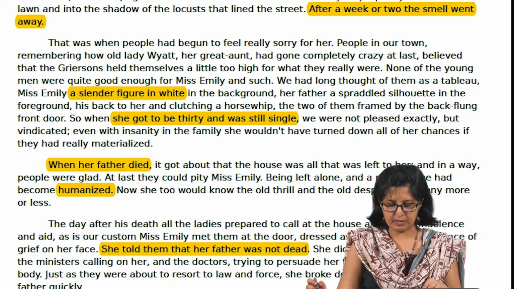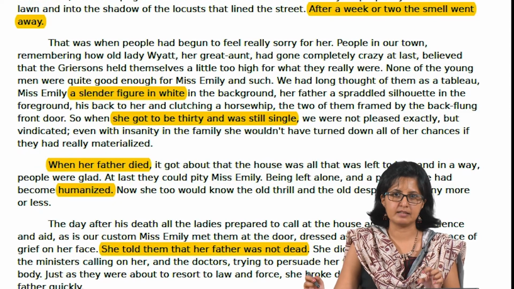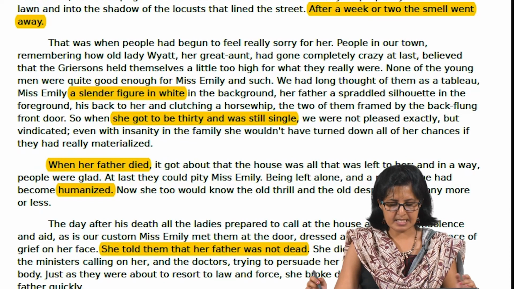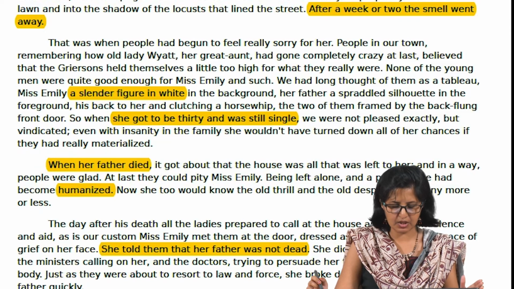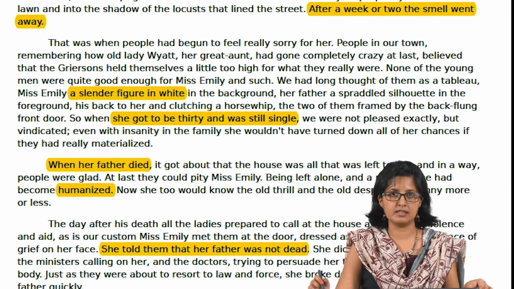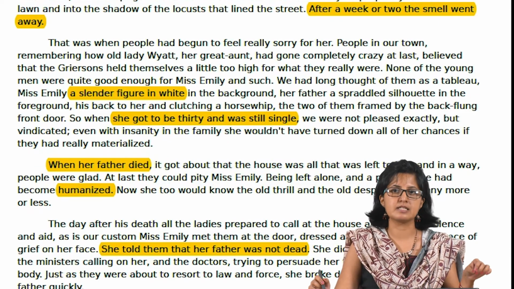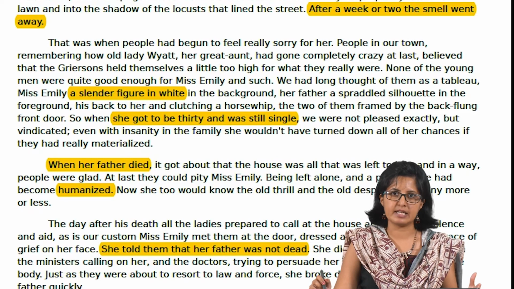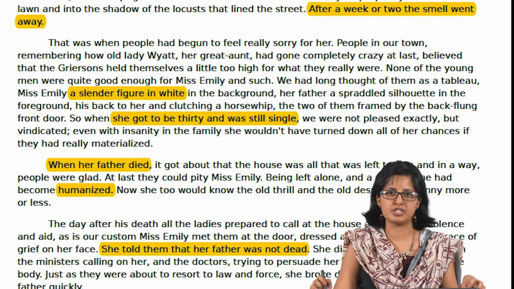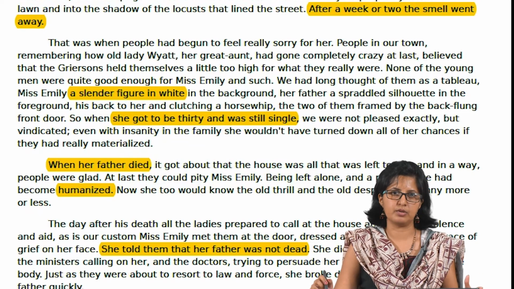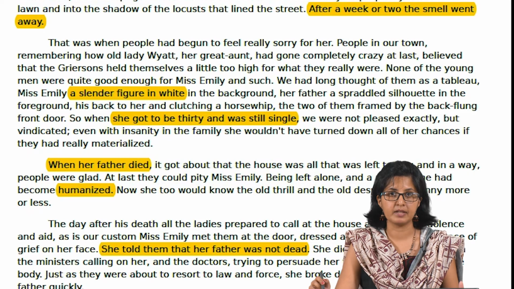And here there's a description of Emily. This was 30 years before the smell, 2 years after her father had died. Emily is a slender figure in white. She got to be 30 and was still single. That certainly is a concern. It's the American South. It is the period after the Civil War, the end of the 19th century. It's a conservative attitude towards single women. So the entire town is concerned that she's 30 and she's still single.